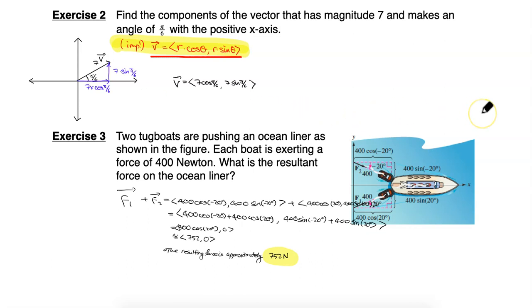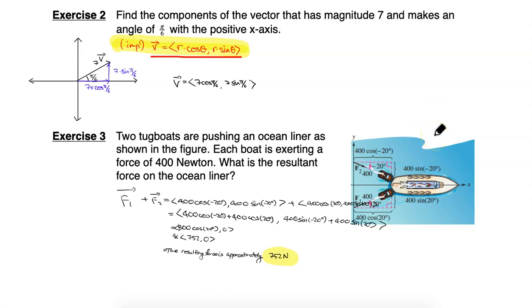So here's a little situation applied to real life. Two tugboats are pushing an ocean liner. As shown in the figure, each boat is exerting a force of 400 newtons. What is the resultant force on the ocean liner? The thing is, it's not going to be 800, right? Because they are pushing at an angle and they are kind of pushing against each other vertically. So how do you do that?